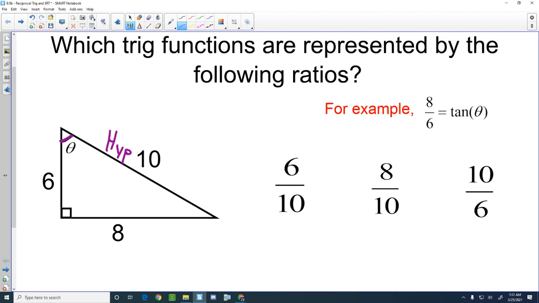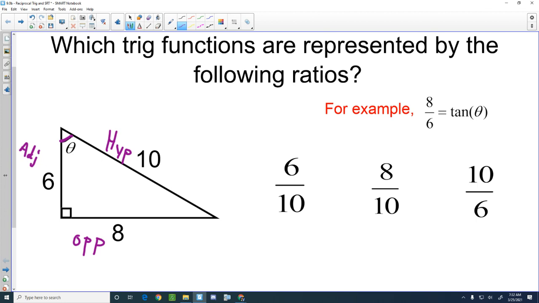What about the 6? Is this 6 adjacent to theta, or is it opposite, across from theta? It's adjacent, right? It's right next to that theta. So we'd call the 6 the adjacent leg, which makes 8 the which side? It's opposite, right? It's opposite from theta. It's all the way across that triangle from that angle theta.